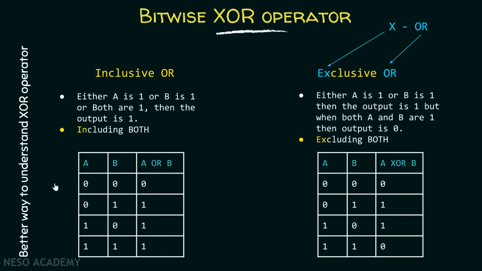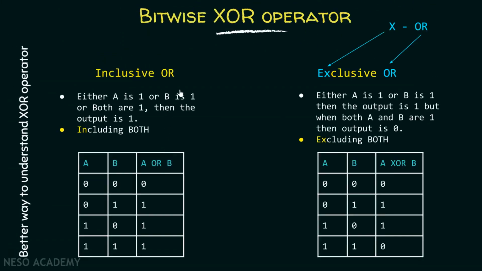Doesn't this truth table look like the truth table for the OR operator? That is what we need to know. The OR operator and the inclusive OR operator are one and the same thing. Inclusive OR operator is the second name of the OR operator.